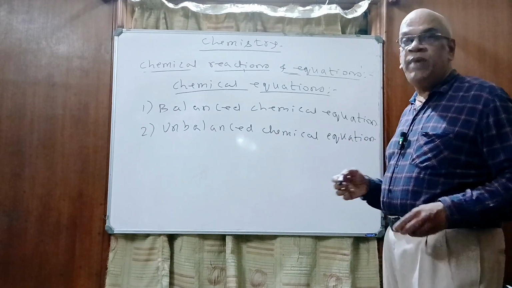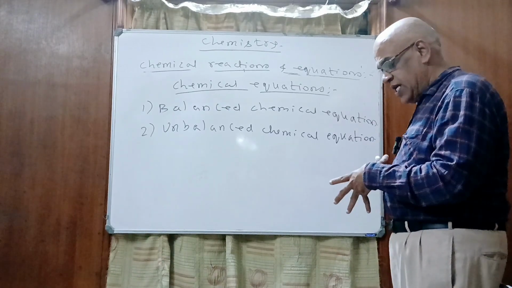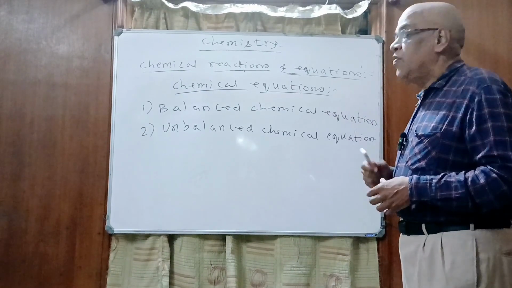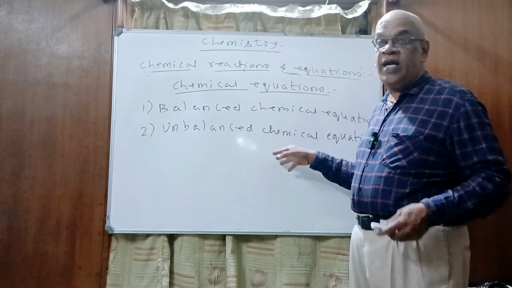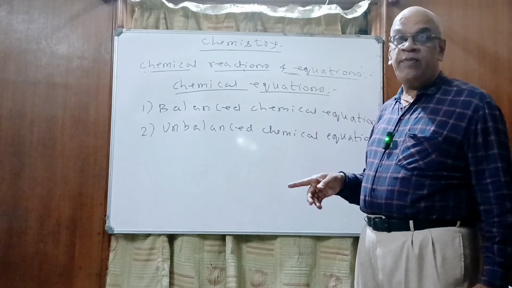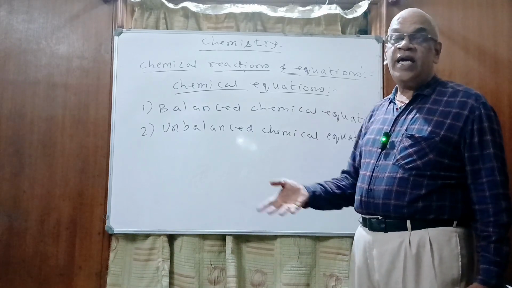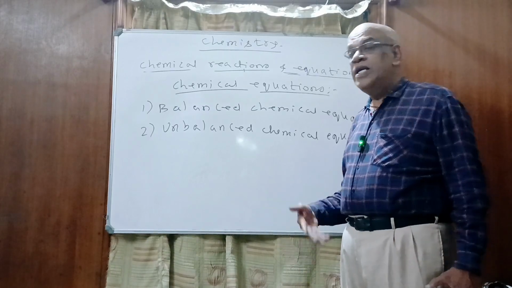So we have to balance that. We have to balance the chemical equation. What is balancing of a chemical equation? Whenever a chemical equation is unbalanced, the process of making atoms of different elements equal on the reactant side as well as the product side is called balancing of a chemical equation.